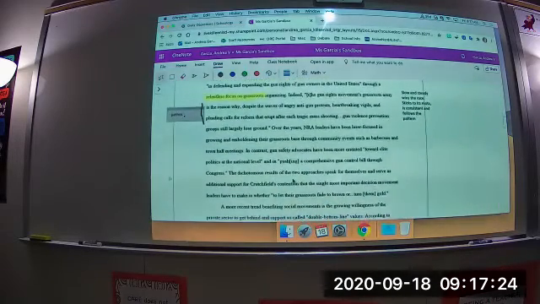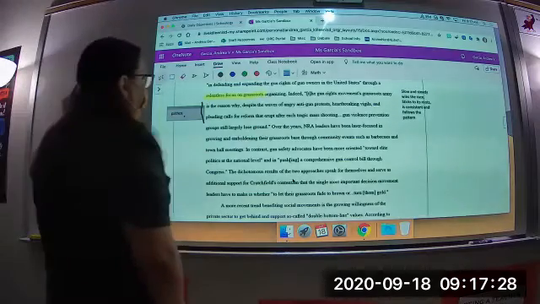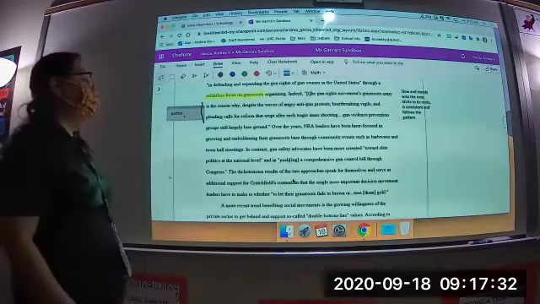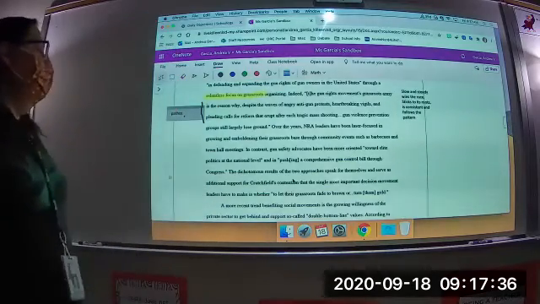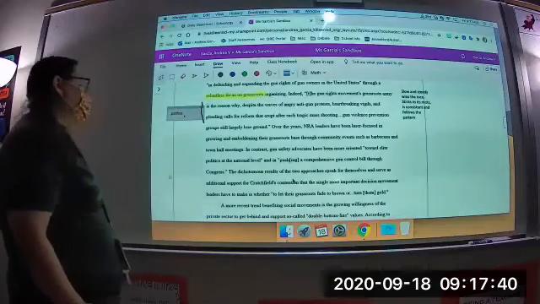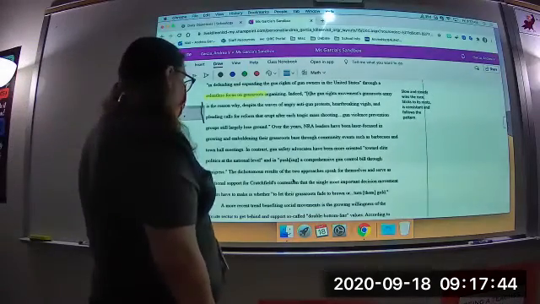Over the years, NRA leaders have been laser focused in growing and emboldening their grassroots base through community events such as barbecues and town hall meetings. In contrast, gun safety advocates have been more oriented towards elite politics at the national level and in pushing a comprehensive gun control bill through Congress.